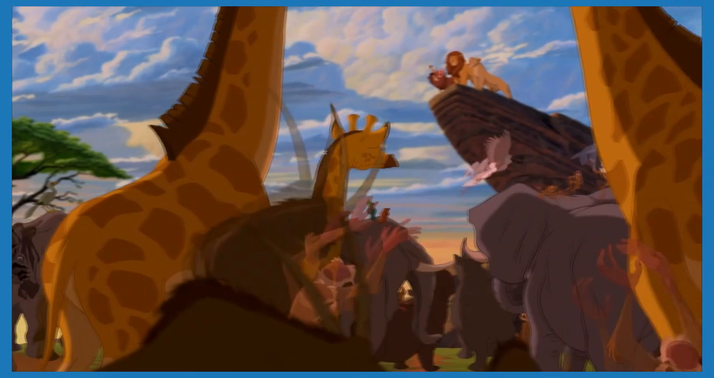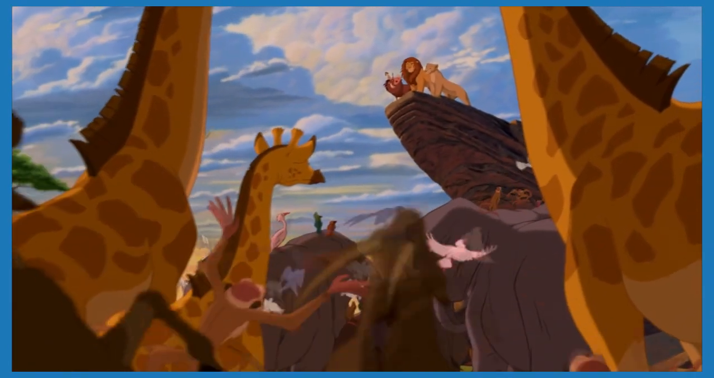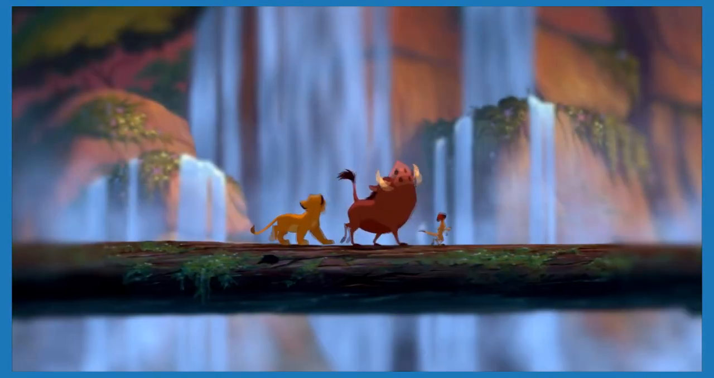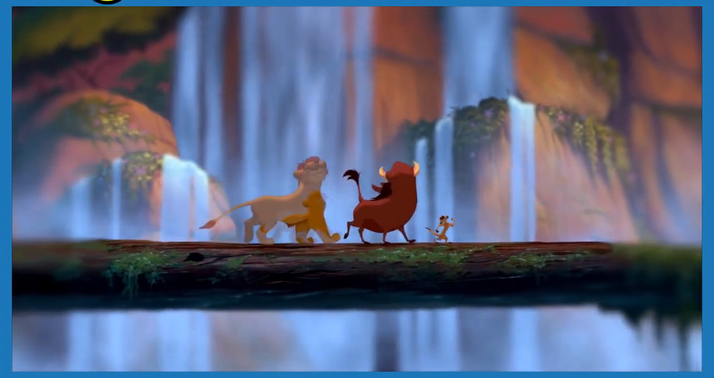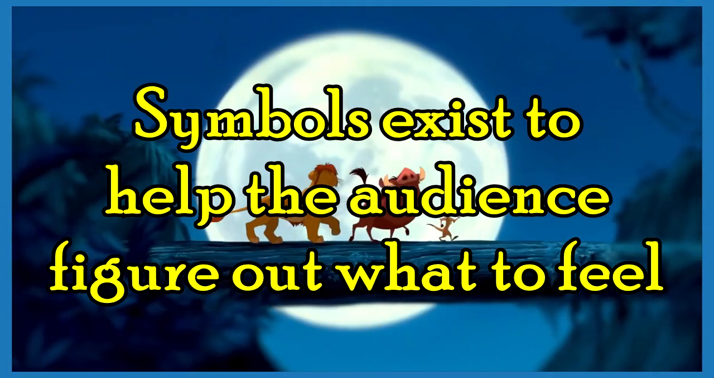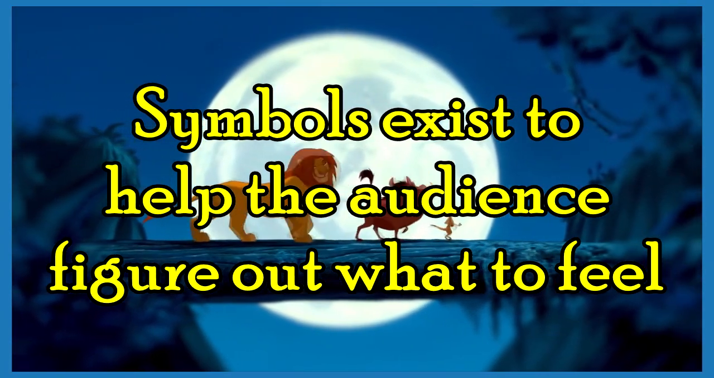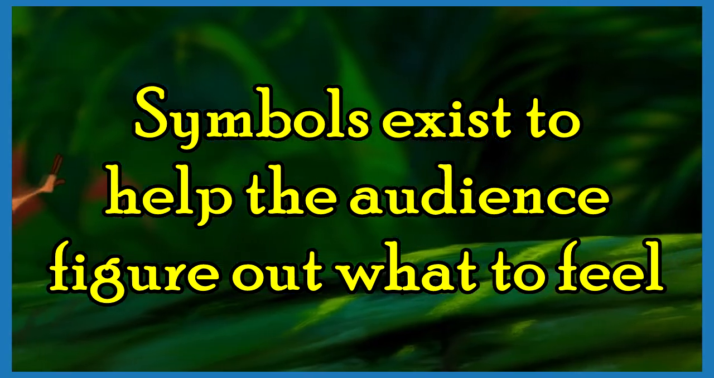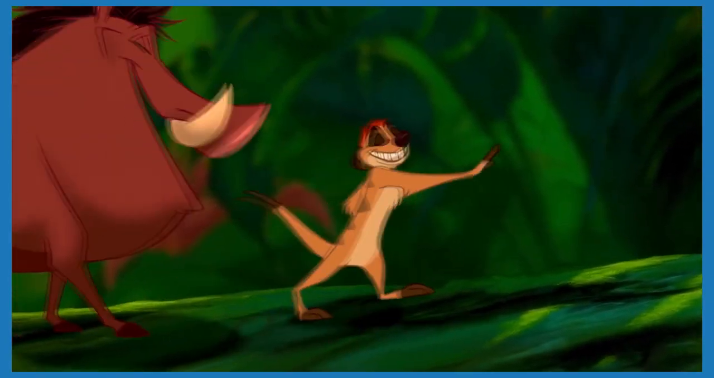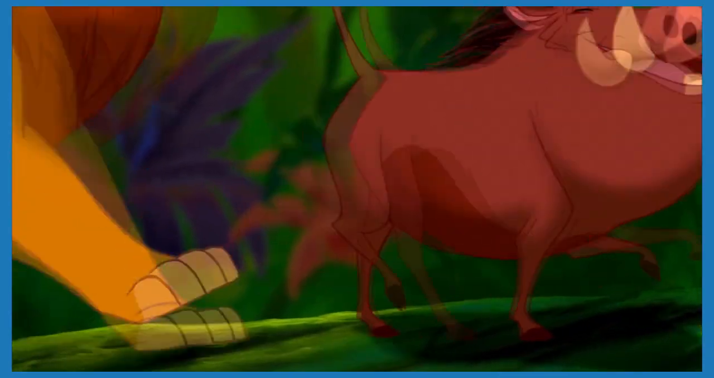And congratulations, that right there, that's symbolism, and you were able to interpret it. You saw a symbol, and it indicated to you that you should feel happy that Simba is king. That's the purpose of symbolism. The reason symbols exist is to help you figure out how you're supposed to feel about something in the story. It's all about emotion. That's the thing I'm going to keep coming back to for the rest of this discussion. Emotion.